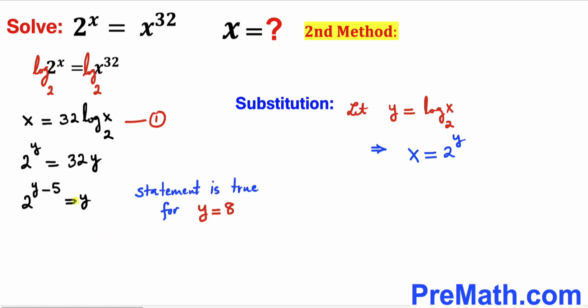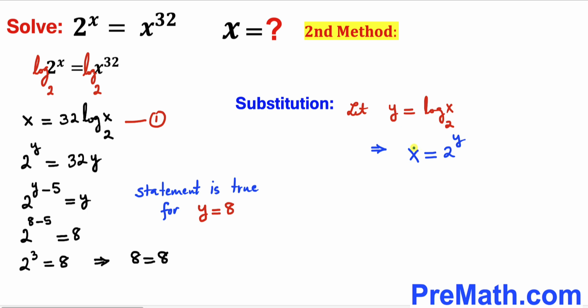And now let's make an observation. We can see that this statement is true for y equals to 8 value. In other words, if I substitute y equals to 8 value on the left hand side, this is going to give us 2 power 8 minus 5 is going to be equal to 8, and 8 minus 5 is 3. So 2 power 3 is going to be equal to 8. And we can see 2 power 3 is indeed equal to 8. So therefore we conclude that 8 equals to 8. So thus our y value turns out to be indeed equals to 8.